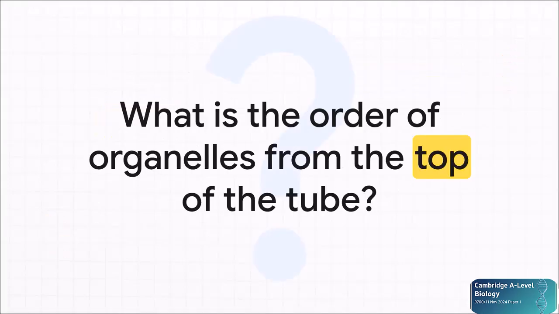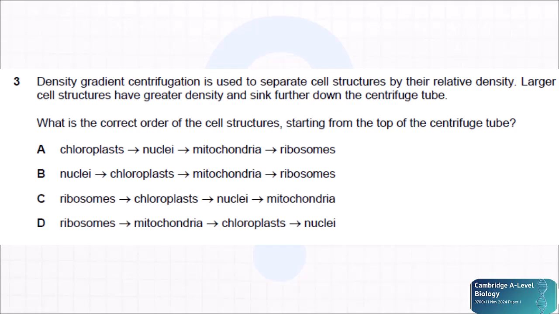On to question 3. This one's like a cellular sorting game using a technique called density gradient centrifugation. Just imagine shaking a jar with rocks, pebbles, and sand. What happens? The heaviest stuff, the rocks, sink to the bottom, right? It's the exact same idea here, but with organelles. And watch out, the question asks for the order starting from the top of the tube. So we're looking for the lightest stuff first.